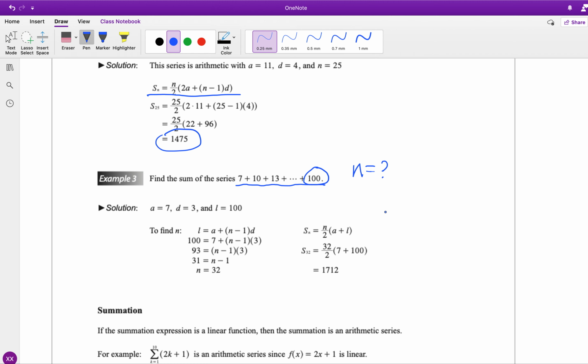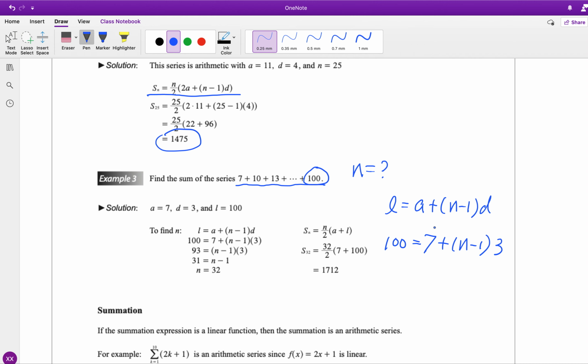So then what is your last term? The last term is the first term plus (n minus 1)d, right? So the last term is 100. The first term is 7. And we do not know n. Okay, let's see how we can calculate n. And then we know the d between them is 3. So then again, solving for n.